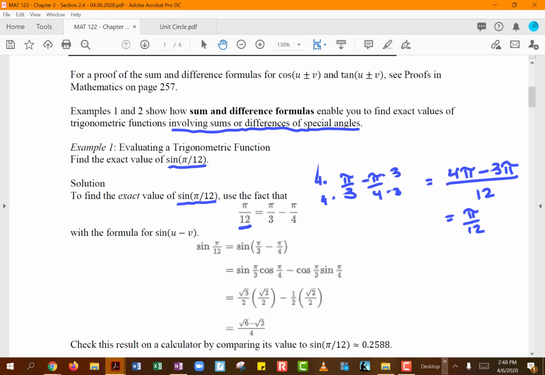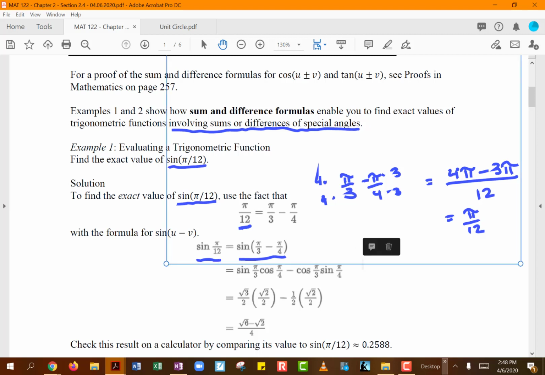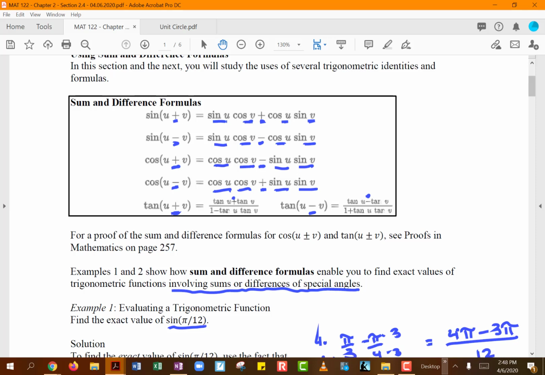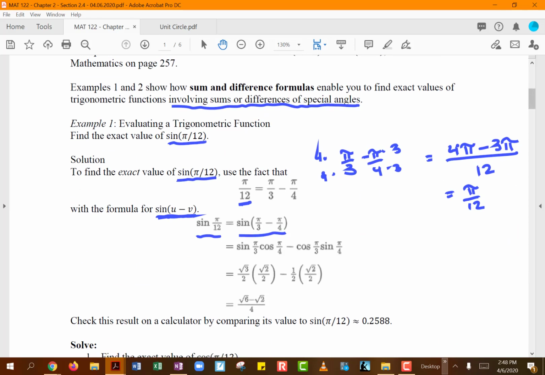So if you practice a little bit with these, you will actually start seeing how you can split up these angles. So here, by using this pi over 3 minus pi over 4, we are going to rewrite sine of pi over 12 as sine of pi over 3 minus pi over 4. And as it mentions here, once you rewrite it, you can actually go up and use the difference formula for the sine function, which was this second one over here. So now I can rewrite this as sine of u cosine of v minus cosine of u sine of v.